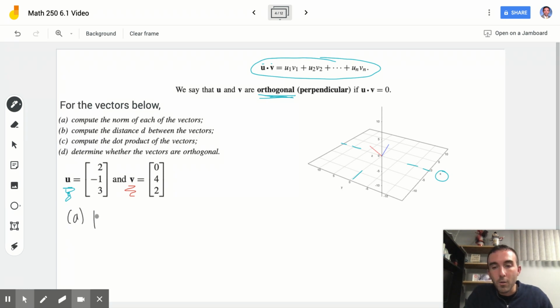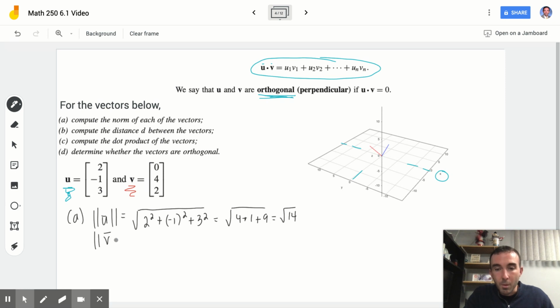So if I would like to find the norm of vector u, I simply square each of the components, add them up, and then take the square root. So I would do 2 squared plus negative 1 squared plus 3 squared. So that's 4 plus 1 plus 9 and that gives me a norm of radical 14.